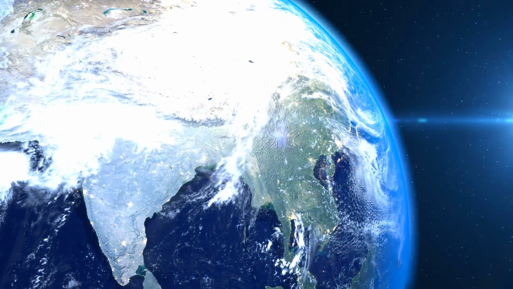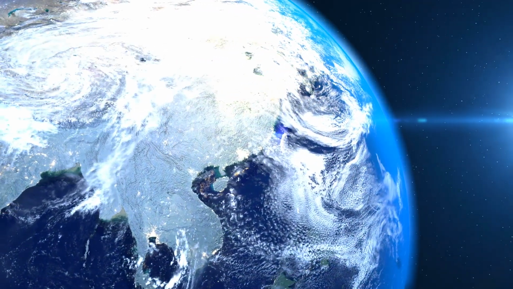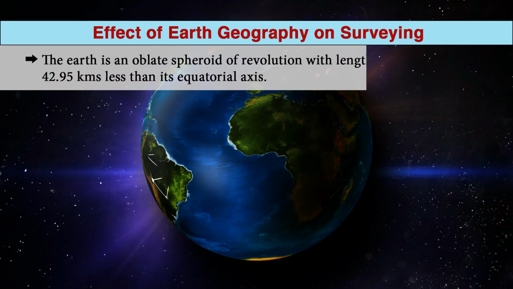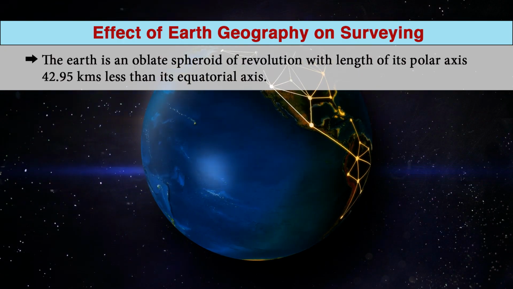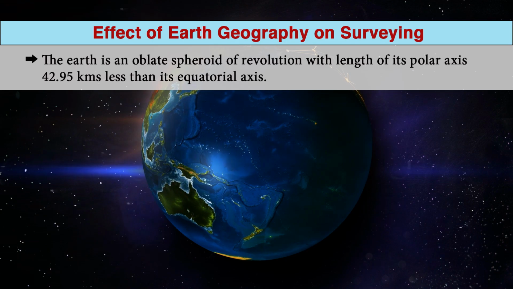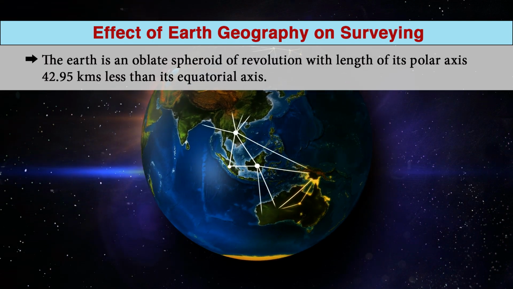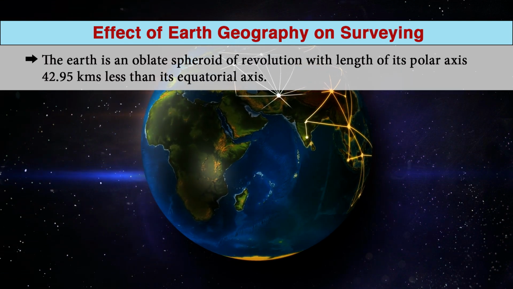Now we will discuss the effect of earth geography on surveying. Earth geography plays a major role in surveying as measurements taken in surveying depend on the geographical features of the earth. Now let us discuss some features of the earth. The earth is an oblate spheroid of revolution. What do you understand by oblate spheroid? It means spherical in shape but not perfectly round.